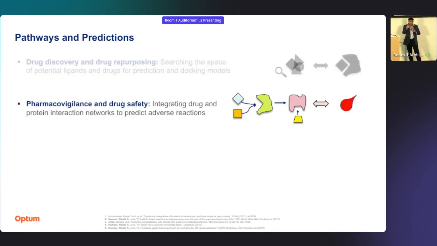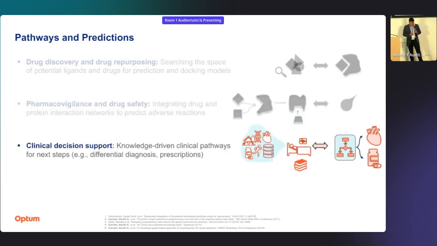Similarly, there is a use case for pharmacovigilance, and this was something that I worked on about 5 years ago, where we developed a systems pharmacology network by combining drug and protein interaction networks to predict the adverse reactions that manifest on account of these interactions. And this can be a very combinatorially explosive space because there are a lot of different drug interactions and a lot of different protein interactions, and it's a very challenging problem.